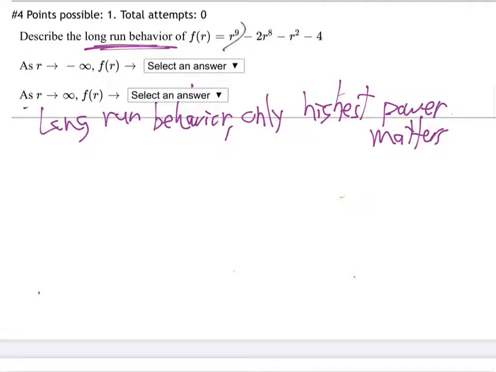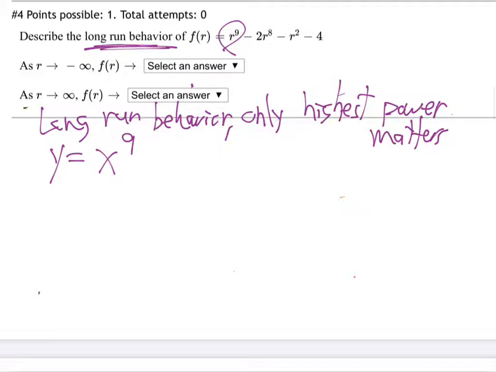Meaning this guy right here. So really, let's just think about x to the 9th, or r to the 9th, whatever you want to call it. Nothing else is going to matter. He's going to win if you're plugging in bigger numbers, because when you plug in big numbers, positive or negative, way to the right or way to the left, he's going to be 9 of them, and that's going to overwhelm anybody of a smaller power, as we saw with the little table we were making.